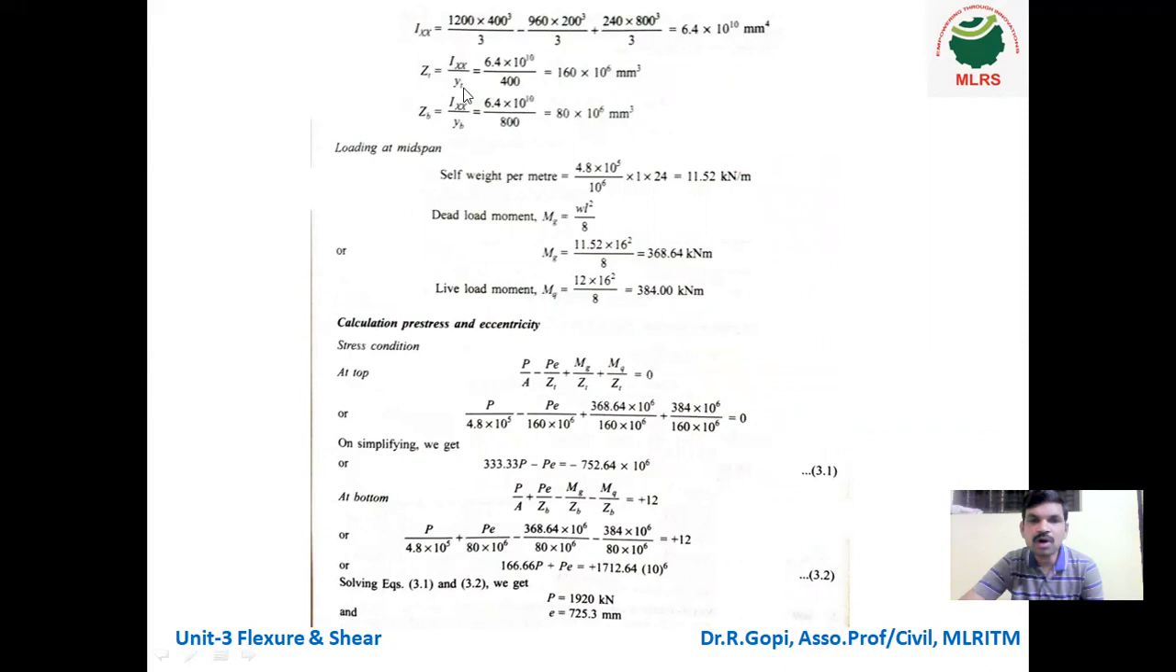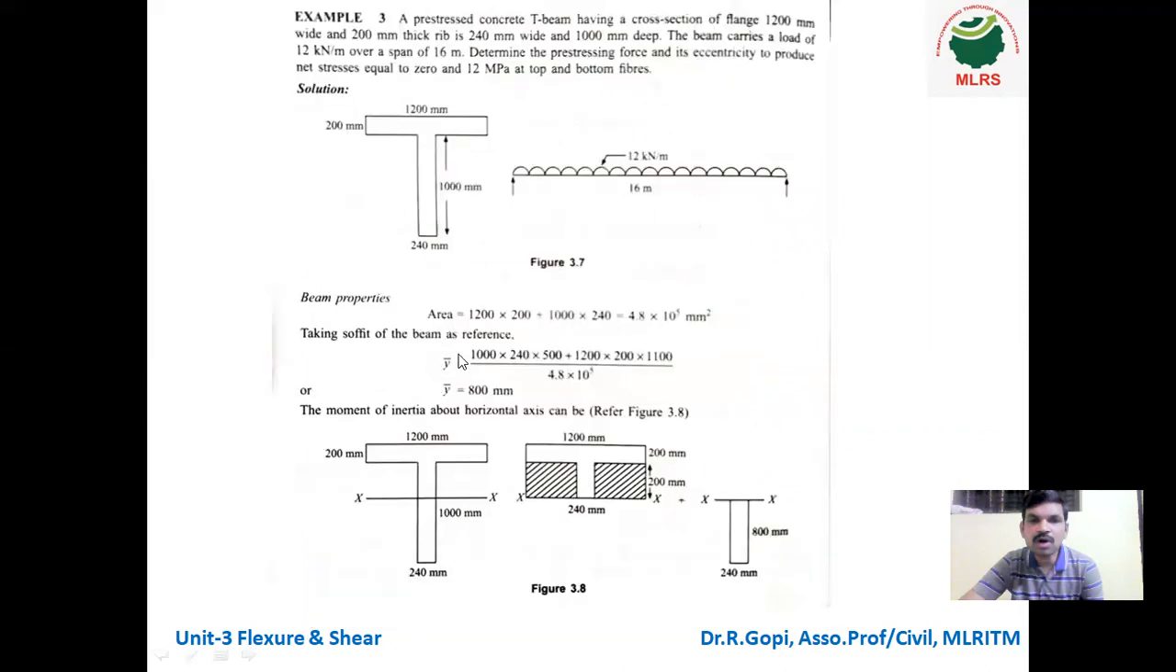So what is the Z formula? I by y. For the calculation of moment of inertia and yt and yb, we need to calculate the centroid. For an unsymmetrical section, how do we calculate the centroid? So first, 1000 into 240, you can see here. Either you can take the centroid from the top or from the bottom. I am taking the centroid from the bottom.